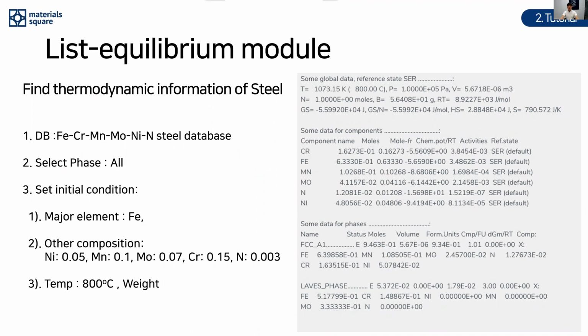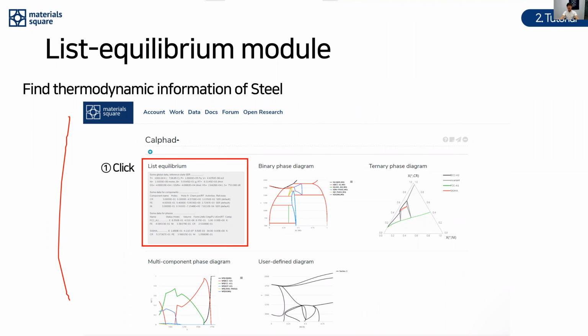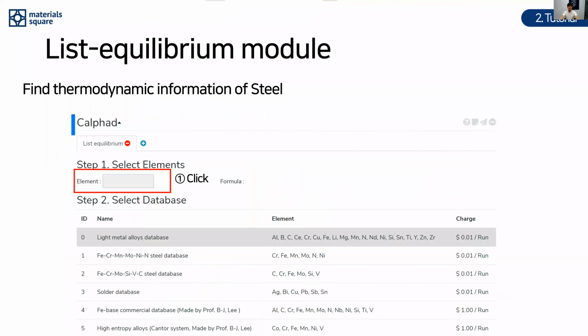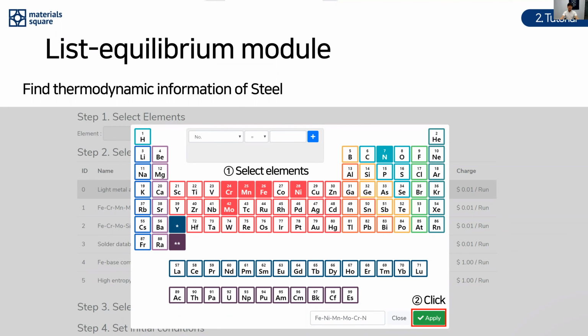We will get thermodynamic information of steel. This page is the MatSQ Calphad page. Please click this one. In this page, we should select alloy elements. So please click this part. Then please select 6 types of atoms: manganese, iron, nickel, molybdenum, nitrogen. If you select atoms, please click this one.